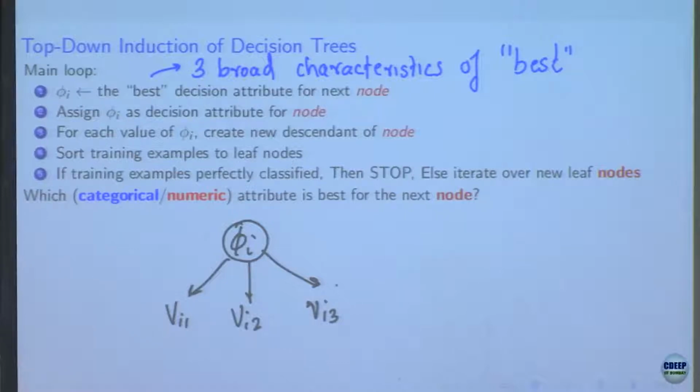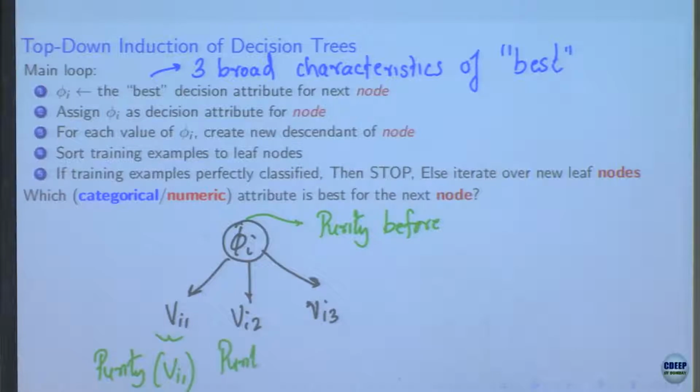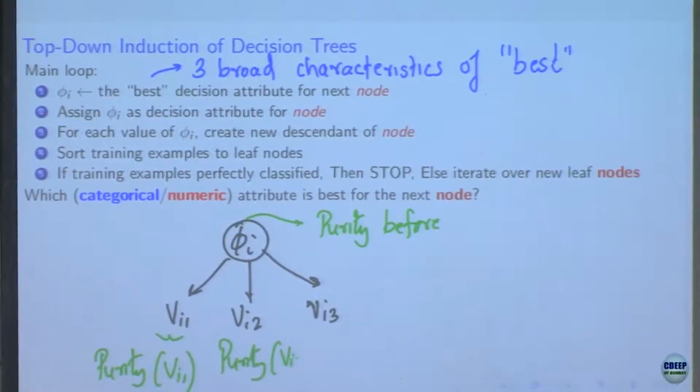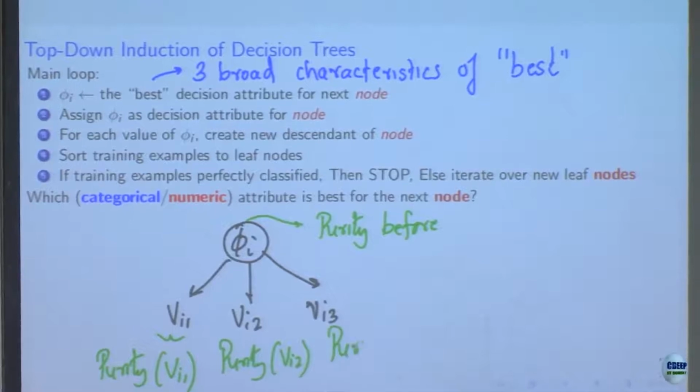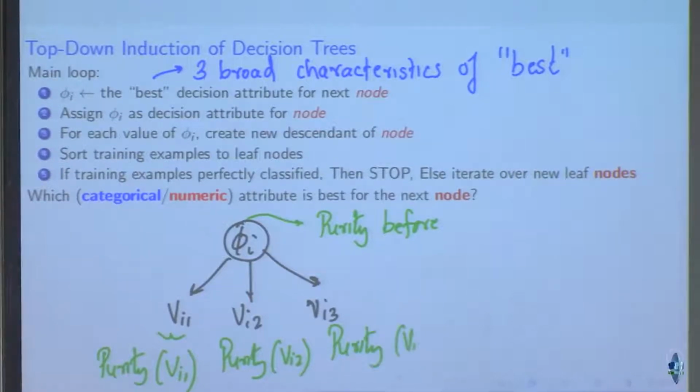And now we are talking about data purity. So purity before, which is a property of the class distribution, and there is some purity associated with Vi1, purity associated with Vi2, purity associated with Vi3, right? Each of them gives you a purity.